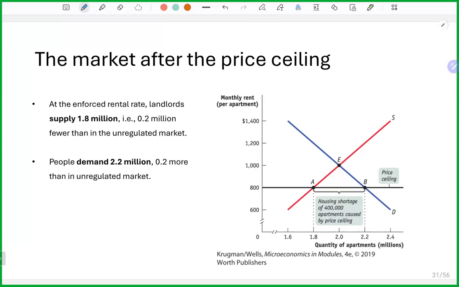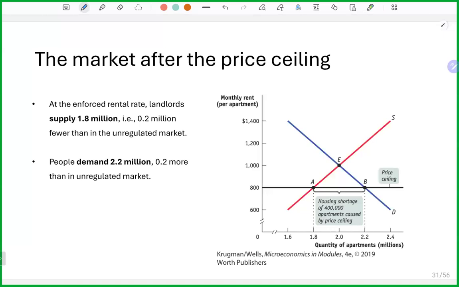There are two possibilities for you. One possibility is that I luckily found one at $800. It is less than $1,000, so it's good for me because I pay only $800, which is less than under the absence of the control. That's the lucky situation. The unlucky situation is that you couldn't find any rental housing yet.